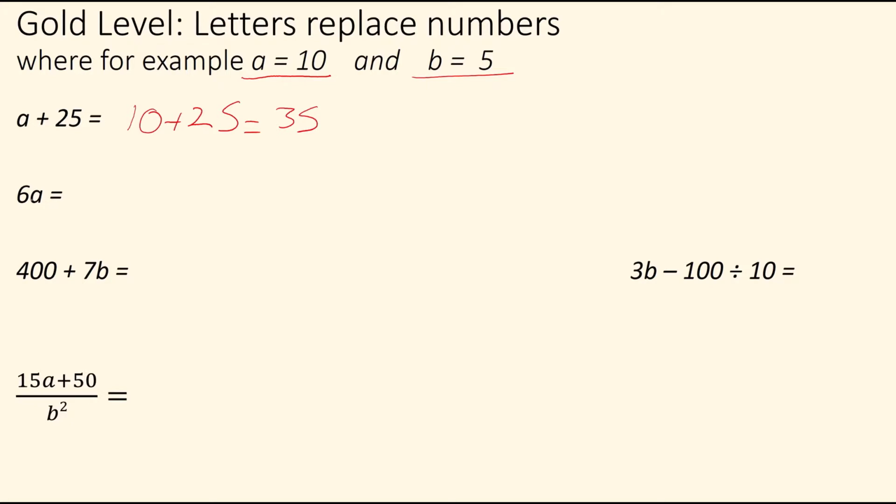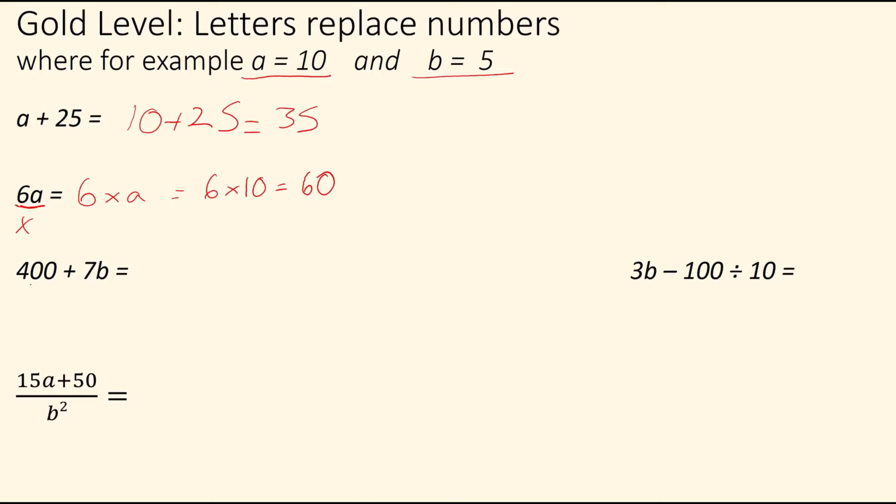Next one down, 6a. When a number and a letter are right next to each other, no gaps, no spaces, it actually means to multiply. So 6a means 6 times a. So what does a stand for again? A is 10. So it's 6 times 10, which equals 60.